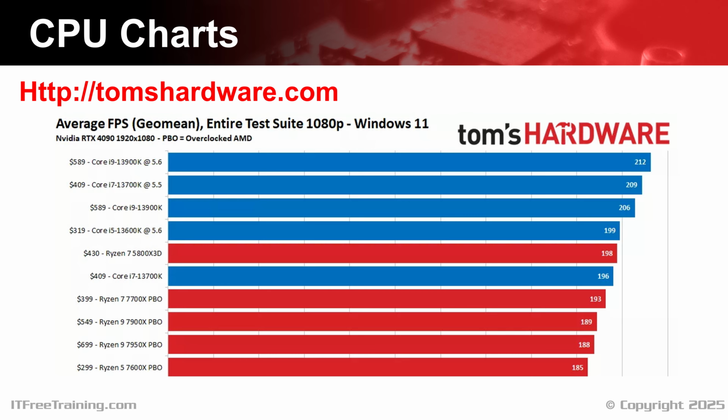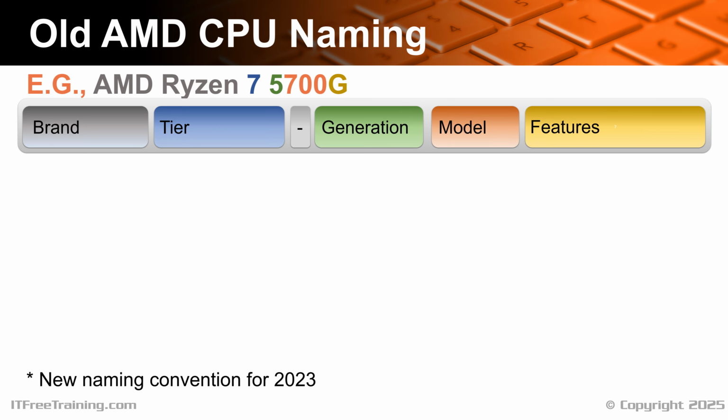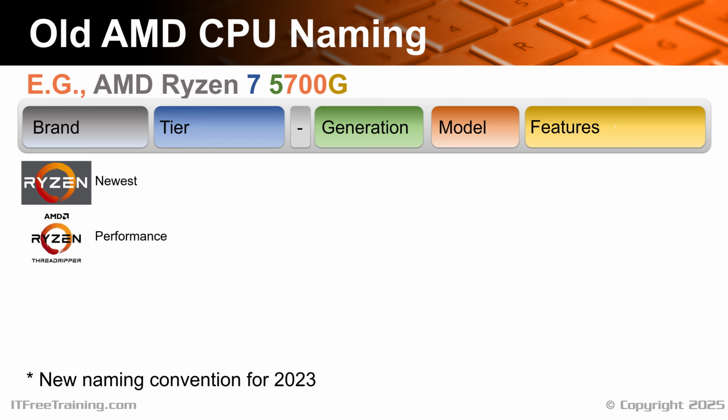Now let's have a look at the AMD naming conventions. To start with, I'll look at the old naming convention. I say old because AMD has released a new naming convention that it will start following from 2023 onwards. The old naming system is very similar to that of Intel, so it should not be too hard to follow. AMD's main CPU is the Ryzen. If you want better performance, AMD offers the Threadripper, although it does still come under the Ryzen product line.